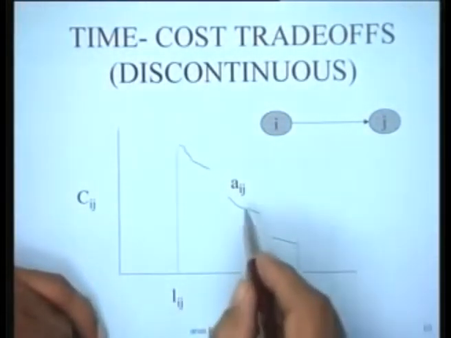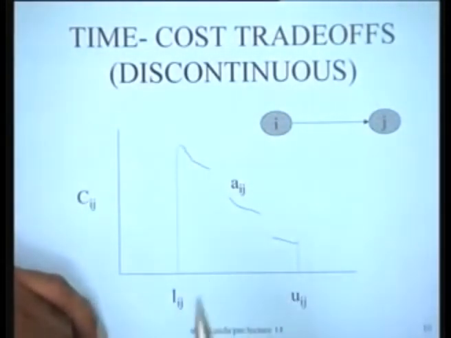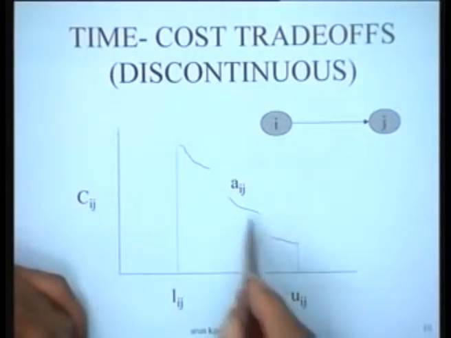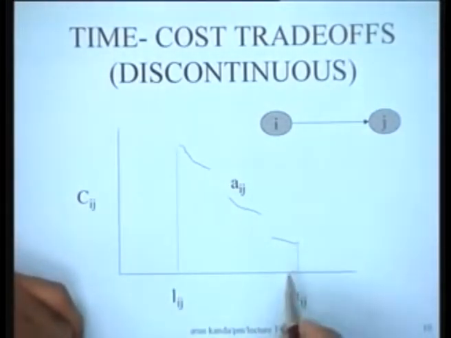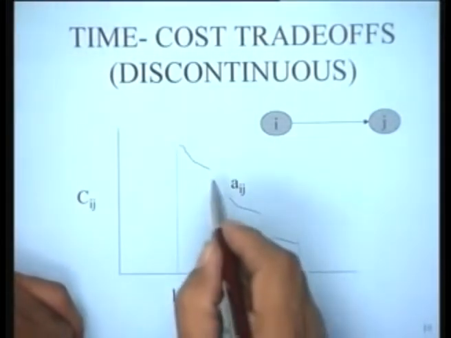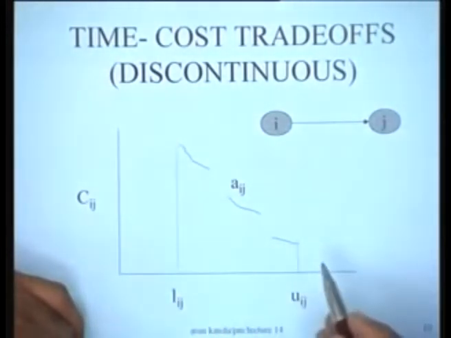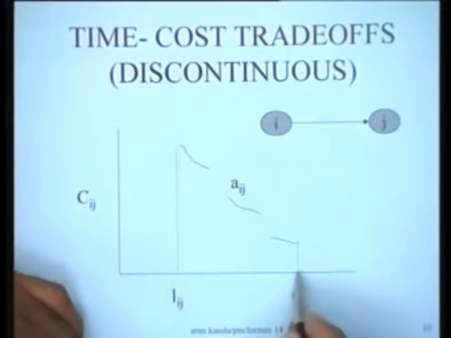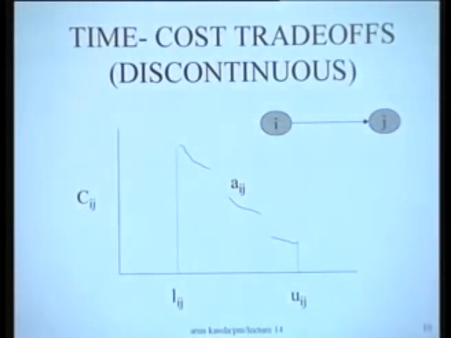This kind of typical discontinuous time cost trade-off can be utilized when you have different, multiple choices, as you have in this case, like changing technology from the first to the second to the third, and you have this kind of changeover.